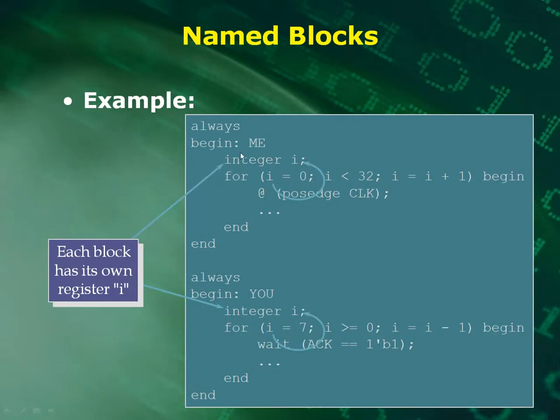So the thing to do is you can name them, okay, and then put your integer I within that block, and then this integer I is local to this block. Same thing with this one. Okay, so now each block has its own register I.